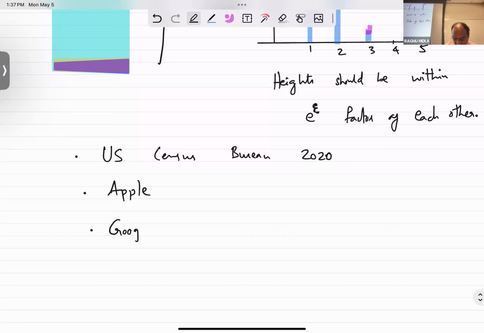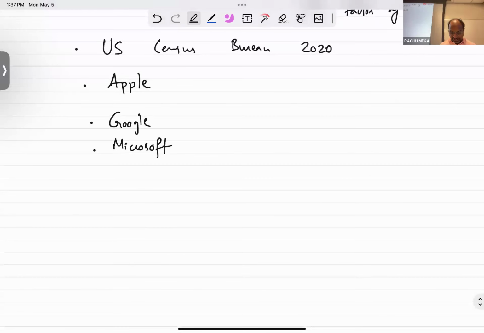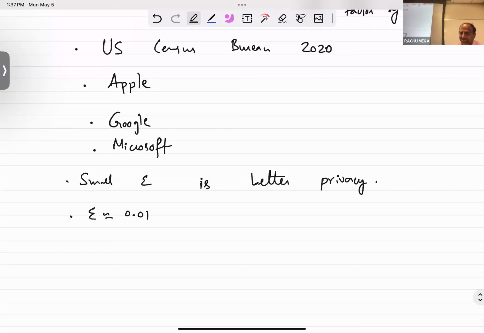Same for Google. And to some extent, Microsoft also uses differential privacy in some of their products. Google uses other forms of differential privacy for AdWords search and so on. And just qualitatively, small epsilon is better privacy, of course. Typically something like epsilon being 0.01 is satisfactory, I think, for many empirical purposes.